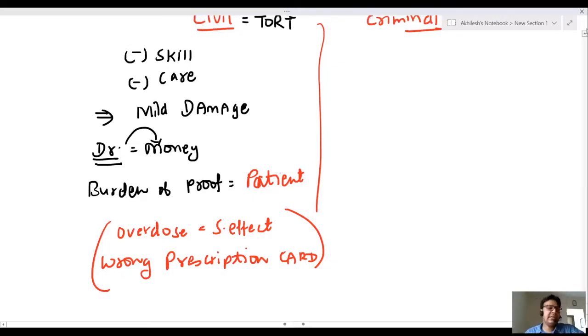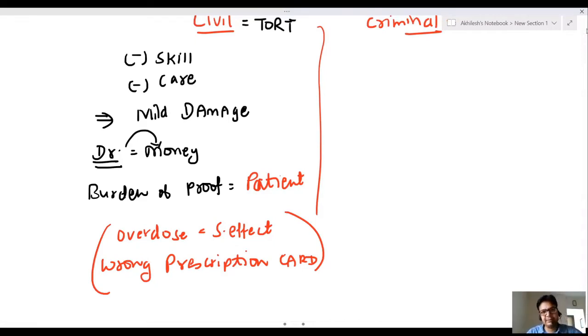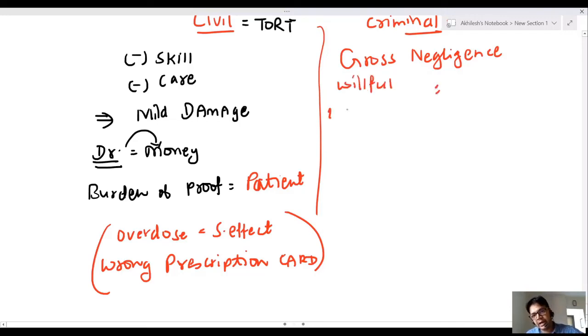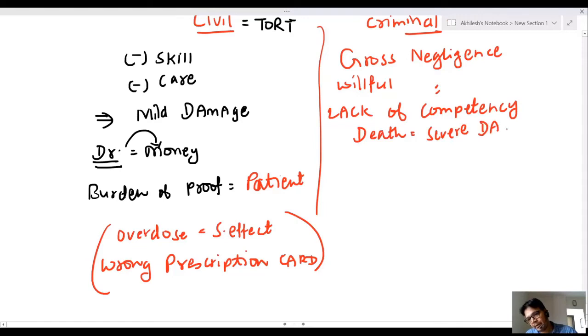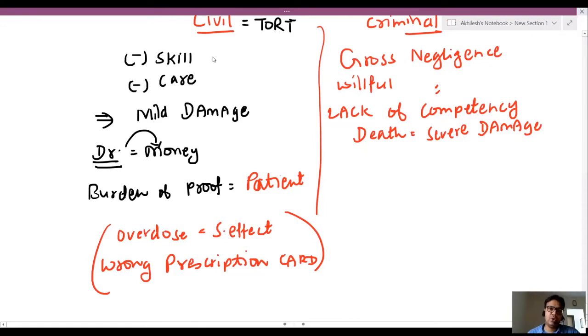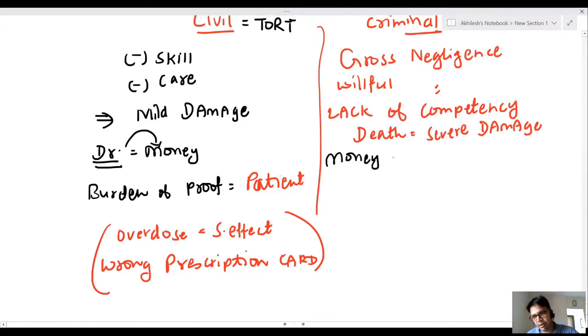But what is criminal negligence? Gross negligence, willful negligence, or lack of competency. You are not competent and you are doing it. Here there may be death or severe damage. Not only compensation, but also 304A IPC. So it will be dealt with in the criminal code.